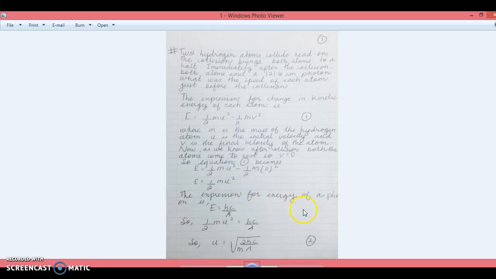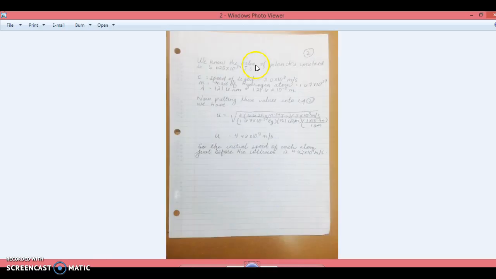The expression for the energy of a photon equals hc by lambda, where h is Planck's constant, c is the speed of light, and lambda is the wavelength of that photon. We know Planck's constant is 6.625 times 10 to the power negative 34 joule seconds. c, the speed of light, is 3 times 10 to the power 8. m, the mass of the hydrogen atom, is 1.67 times 10 to the power negative 27 kilograms. And lambda is 121.6 times 10 to the power negative 9 meters.